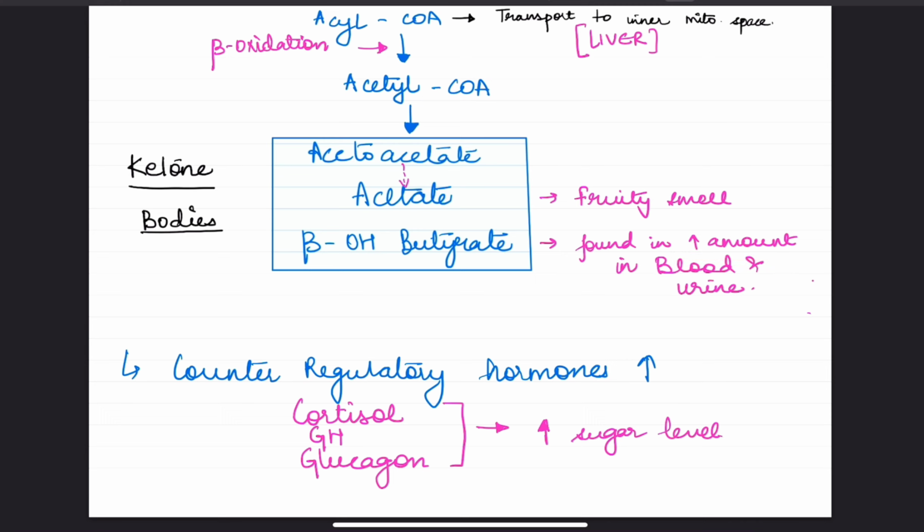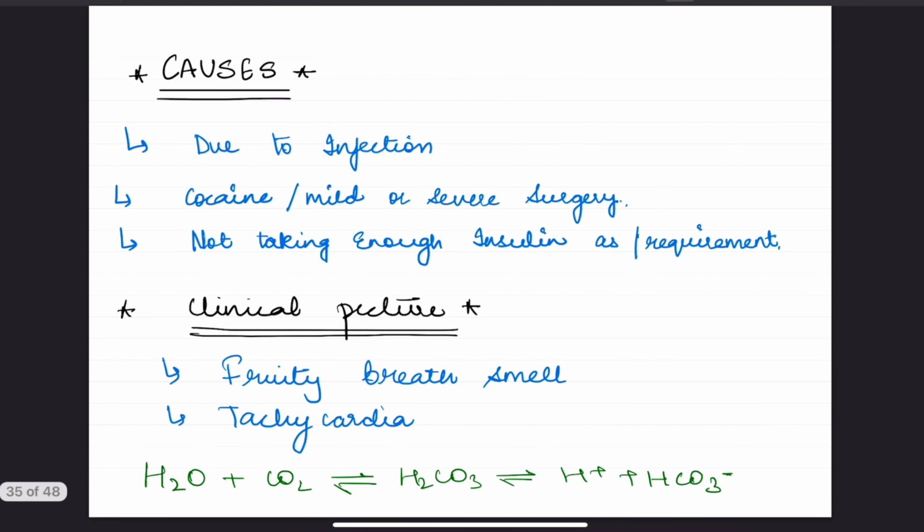From all these above things, the counter-regulatory hormones will also increase, which are cortisol, growth hormone, and glucagon. These three will cause an increase in the sugar level. So there will again be an increase in the sugar level.